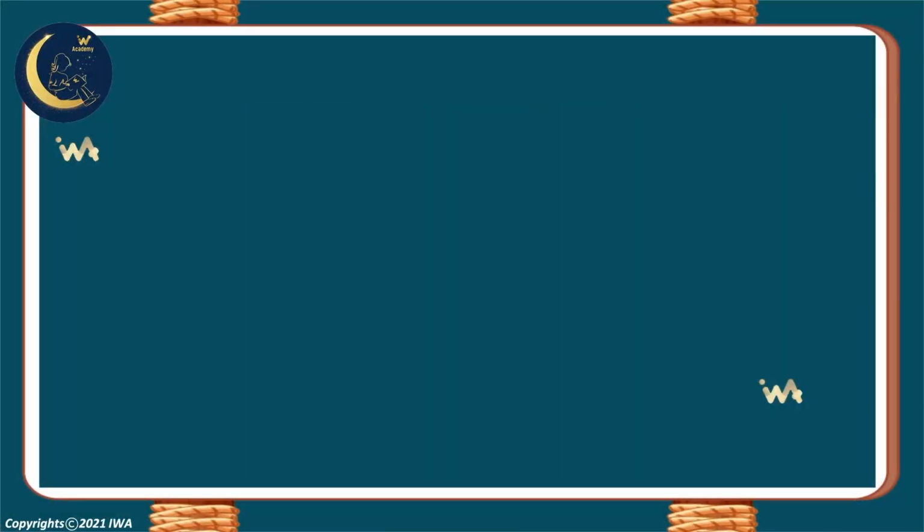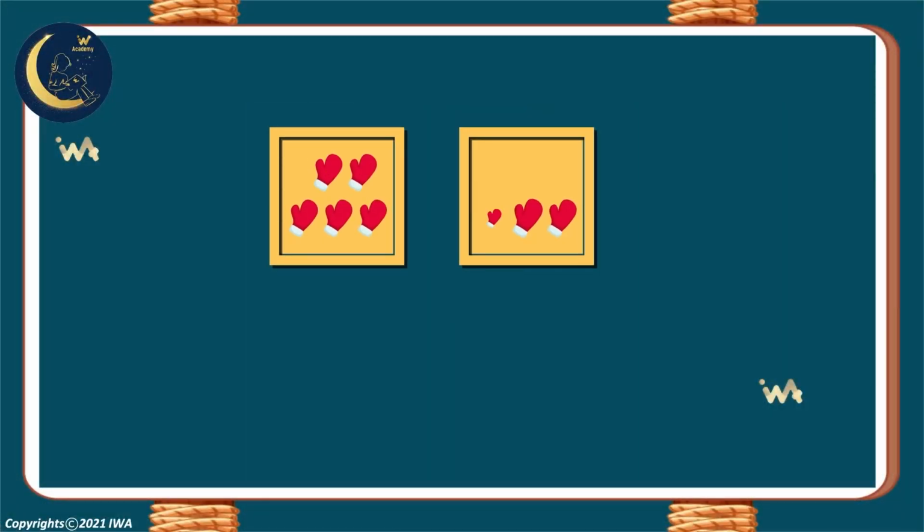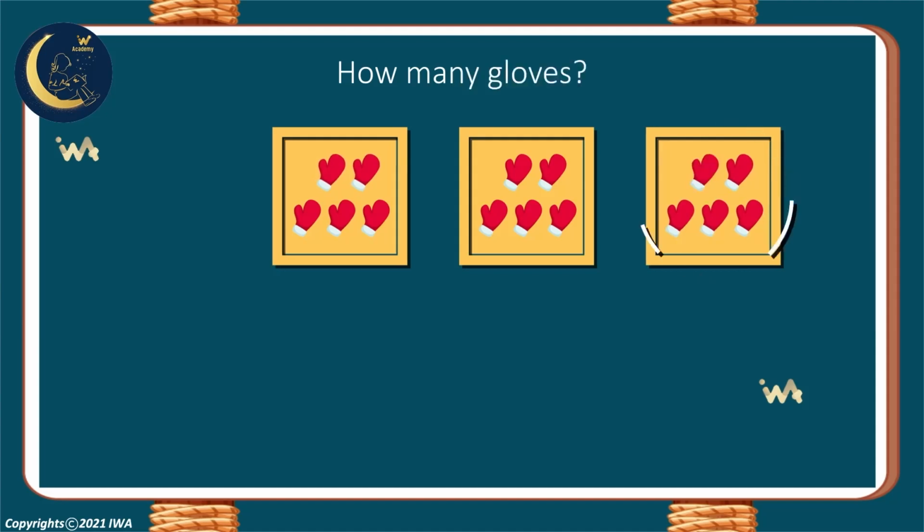Look here, we have 3 groups of gloves. We want to know how many gloves we have in total. Let's count the gloves in this group. 1, 2, 3, 4, 5. There are 5 gloves in each group. Let's use repeated addition to find the total number of gloves. 5 plus 5 plus 5 equals 15. So we have 15 gloves.